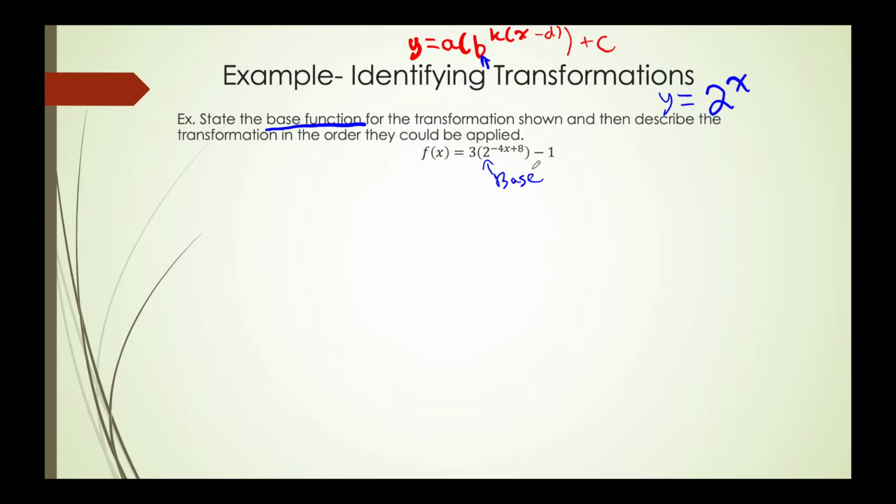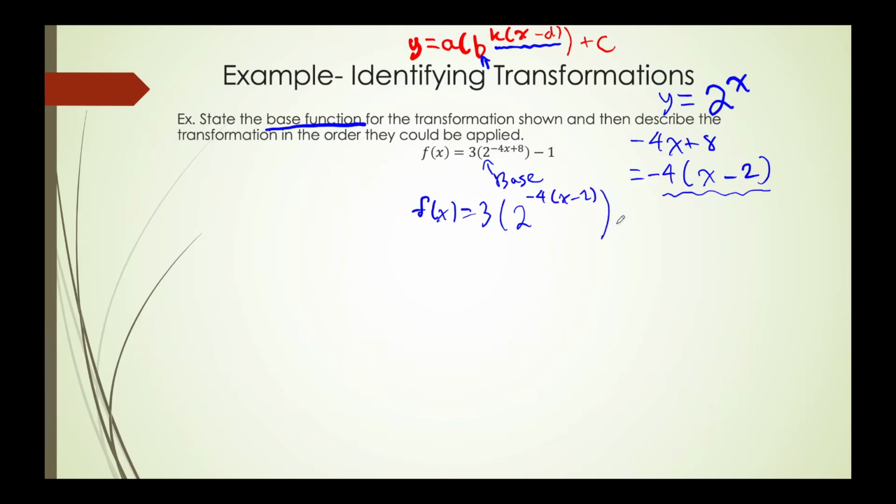The next thing we should focus on is the exponent. We notice that the exponent here is negative 4x plus 8, and negative 4x plus 8 doesn't quite look like k and then in brackets x minus d. So the first thing we notice is that we should probably factor this. So let's factor this out. So we have negative 4 and then in brackets x minus 2. Now this exponent looks like it does in the original transformation. So to make this more clear, I'm going to rewrite f of x as 3 multiplied by 2 to the power of negative 4 times (x minus 2), and subtract 1.